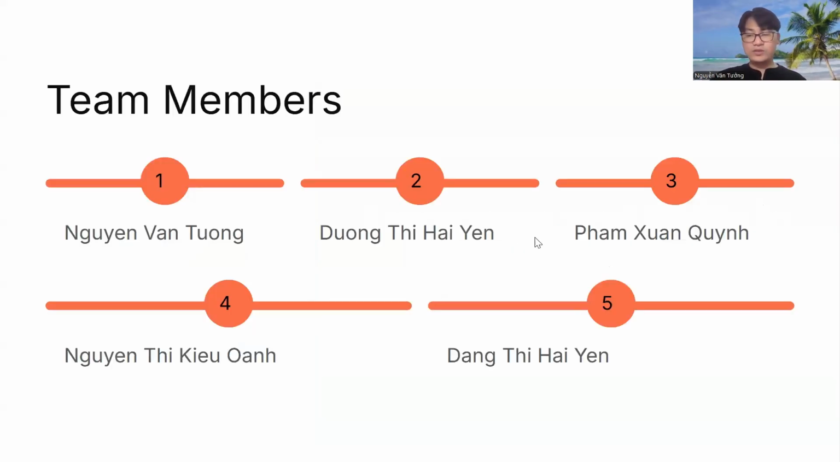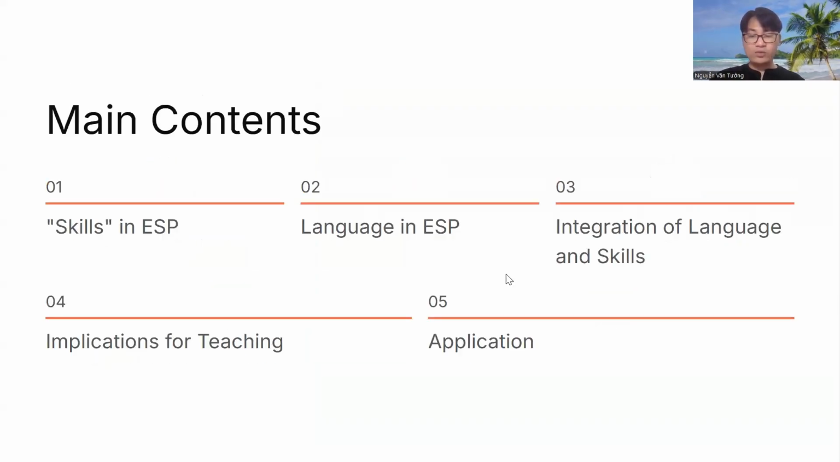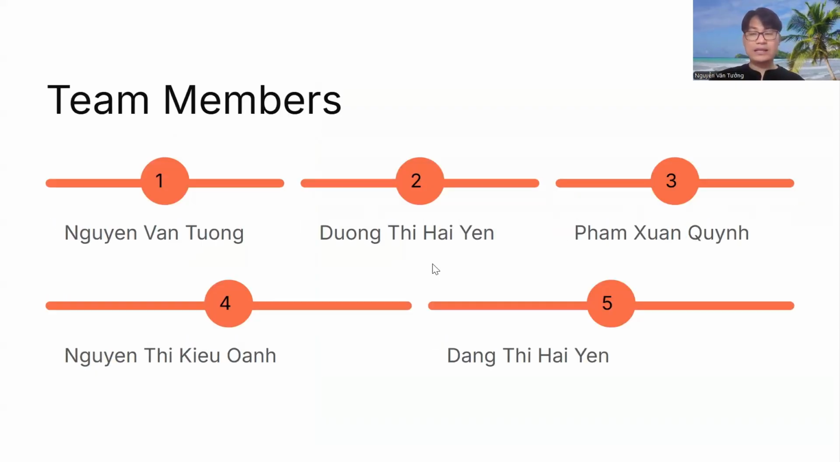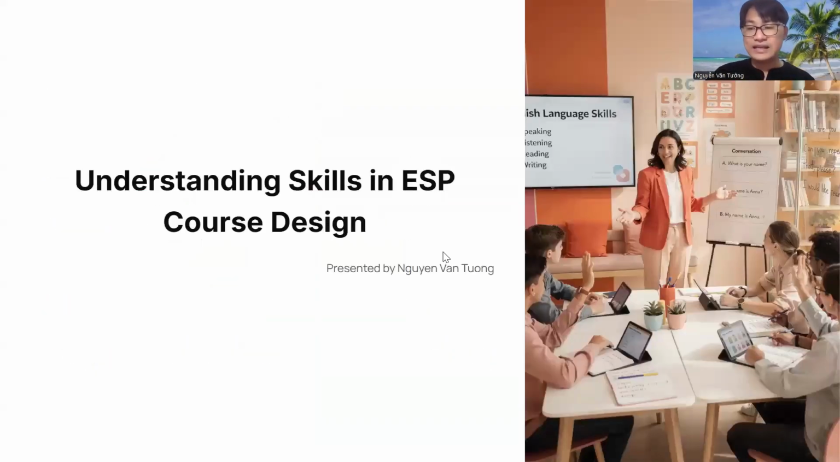Our group has five members. I'll be the first presenter. Then it comes to Hai Yến, Xuân Quỳnh, Kiều Anh, and Hai. And Hai Yến will finish the presentation with her part. Our presentation will be included within five parts, as you can see from the screen. So as the first presenter, I would like to begin with skills.